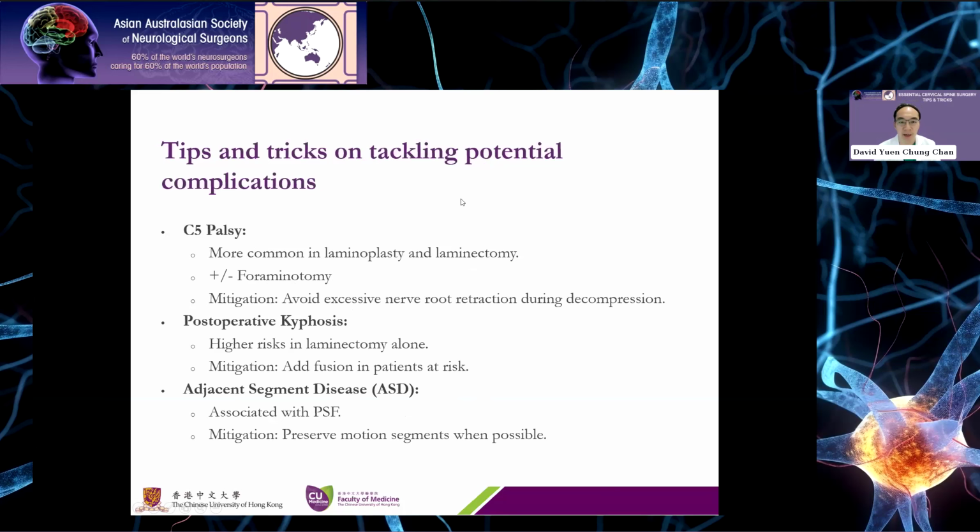And tips and tricks on tackling potential complications, such as C5 palsy, you might need to consider doing foraminotomy for more adequate decompression. Okay, and also risk of post-op kyphosis, so need to add fusion in patients at risk.